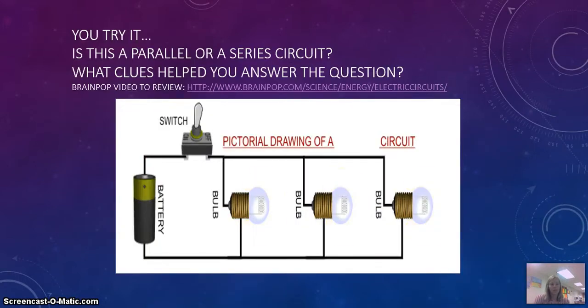All right, so you try it. Is this considered a series or a parallel circuit? And why do you think that?